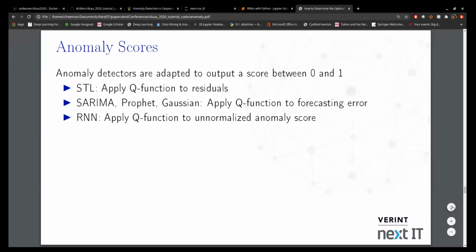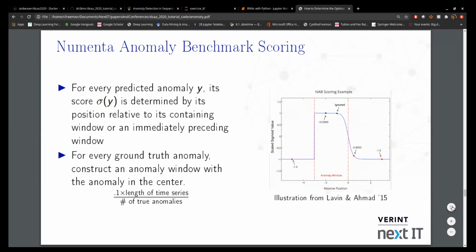The first is a scoring algorithm introduced for the Numenta anomaly benchmark. So for this method, a window is placed around every ground truth. Detections that occur outside of the window, in other words, false positives, are scored relative to the preceding window. And this scoring algorithm is designed to give partial credit to detections that occur after the end of the window, with a decay controlled by a sigmoid function. And the size of the window was determined by Numenta to be 1/10 the length of a time series divided by the number of ground truth anomalies.